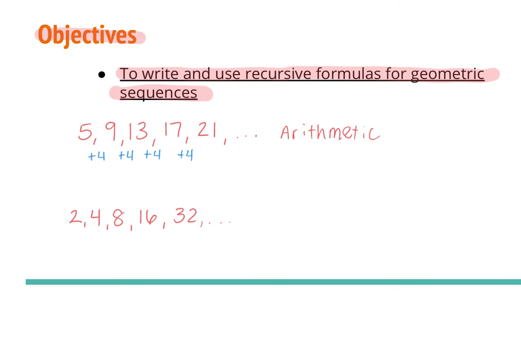Now, in the second one, we're no longer adding. What are we doing? In the second sequence. Carlos? Doubling. Ah, doubling. So we're multiplying by 2. We're timesing it by 2 each time. 2 times 2 is 4. 4 times 2 is 8. 8 times 2 is 16. And 16 times 2 is 32. This is what we call a geometric sequence.